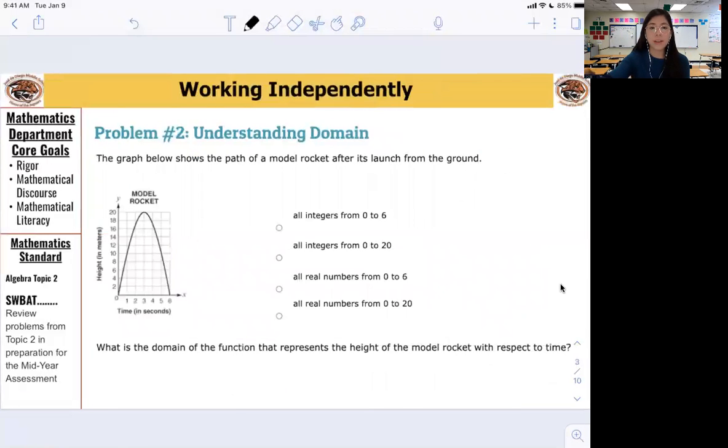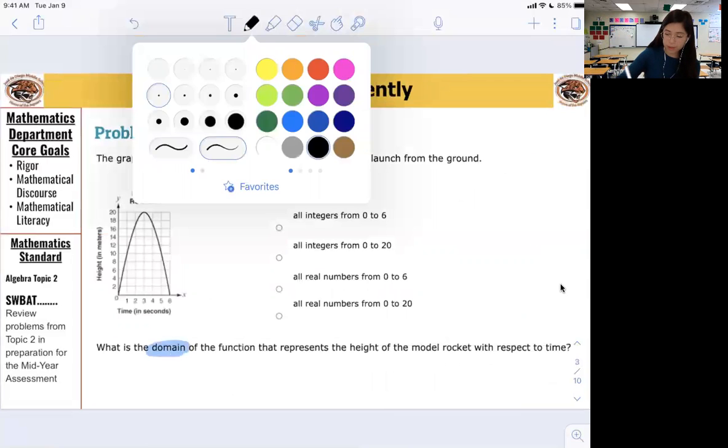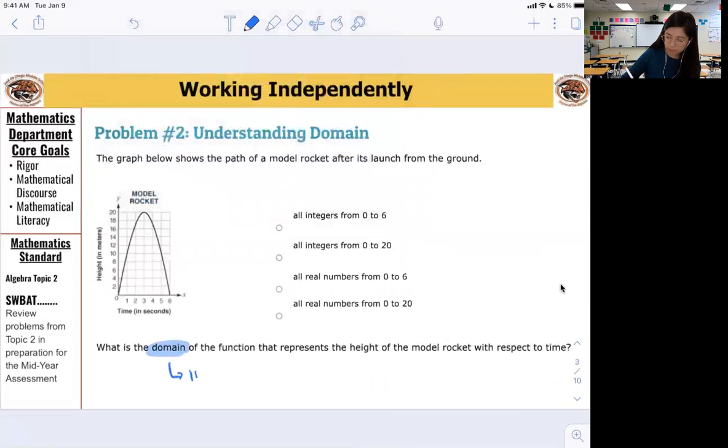Again, we're talking about domain, but this time I have a graph, and it's telling me that the graph below shows the path of a model rocket after it is launched from the ground. What is the domain of the function that represents the height of the model rocket with respect to time? So again, it's asking me for domain. And I know that domain is all of the input values, which is the same as all the x values. So I have to think to myself, what is the lowest or the smallest x value, and what is the greatest x value?